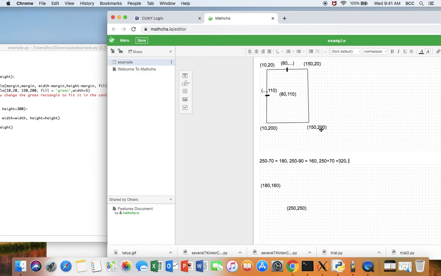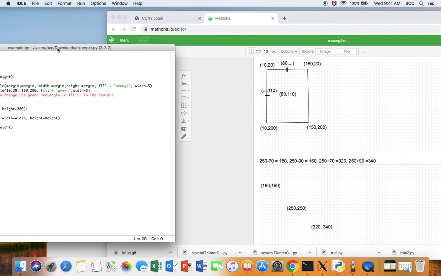Likewise, what about the y coordinate? From 110, I needed to add 90 to reach 200. So 250 plus 90 is 340. So this point is going to be 320, 340. Okay, it looks like it's overlapped, but there you go. So these are my extreme points.